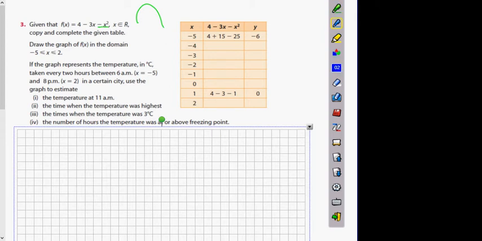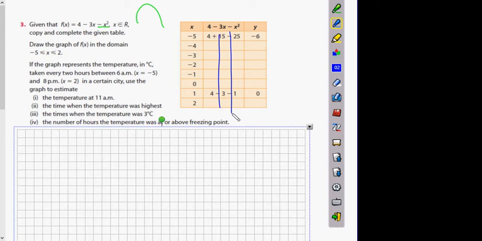Okay. Now, the next thing is draw the graph f of x in the domain minus 5 less than x less than or equal to 2. Now, see this business here? You don't actually have to do that in a test. You used to have to do it, it's an old question. These days you just have to be able to input it into the calculator. So anytime you see a table, you don't have to do the table out if you don't want to.